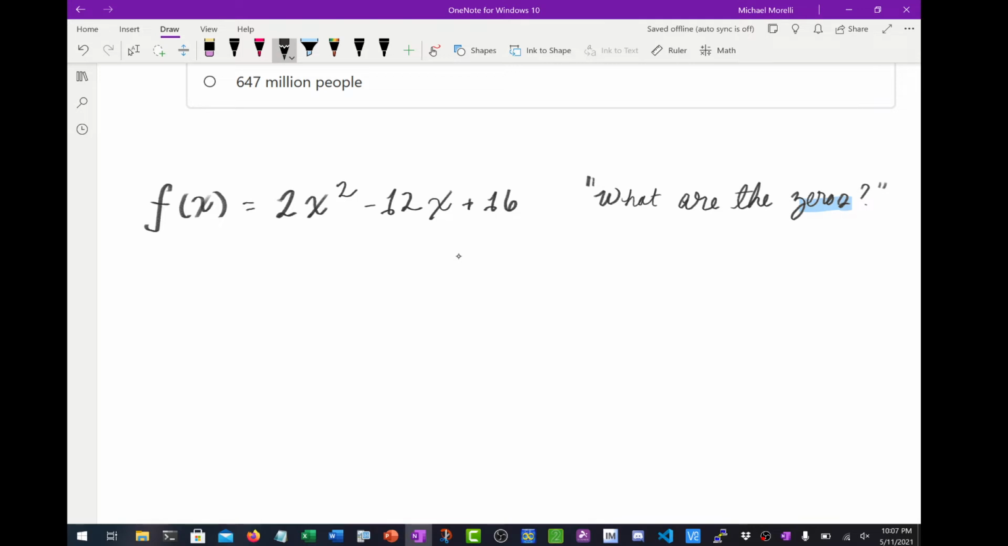Another way of saying this, another rephrasing would be, what are the x-intercepts? Okay. Another way of saying this is, what are the solutions?